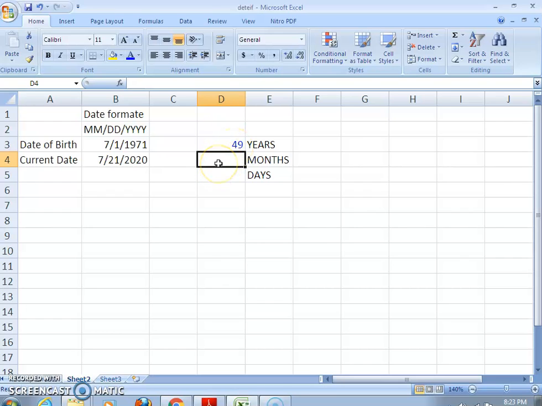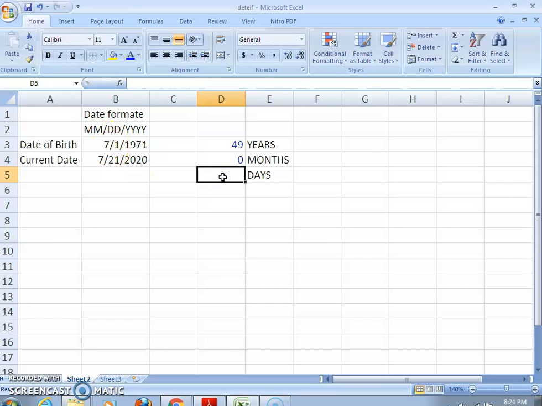Still, he wants to count how many months passed after the 49 years. Then he will use DATEDIF, and then the current date also, and then he will use ym. YM means excluding years, as I told you earlier. See the results: 0 months, meaning July to July, 0 months.